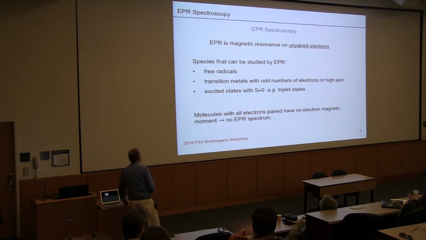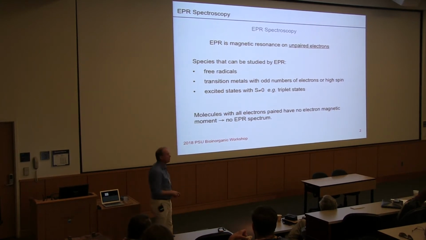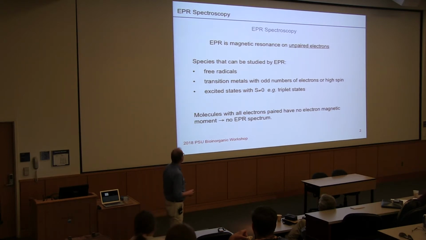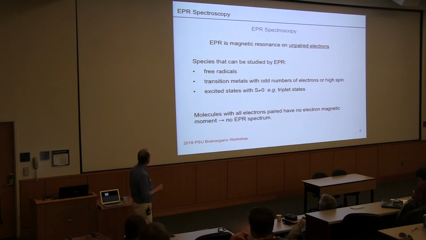All right, just to set the stage here, EPR, of course, is magnetic resonance, and we look at unpaired electrons. This is really, really useful for transition metals, which often have paramagnetic states. But in addition to that, we can also look at free radicals, and so radical enzymes are also widely studied using EPR, and other systems in which free radicals are generated.